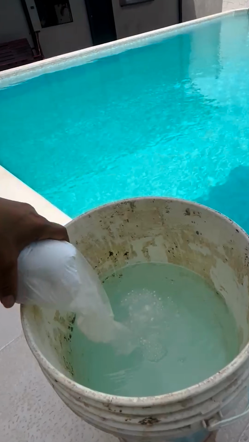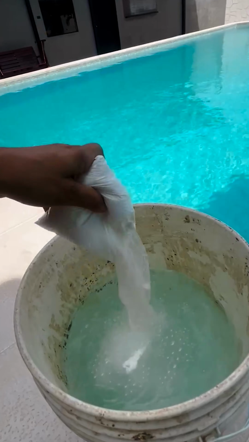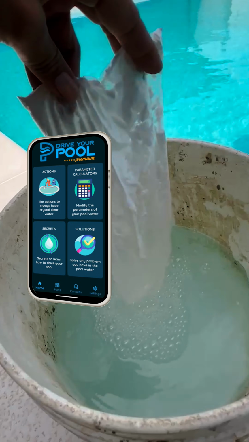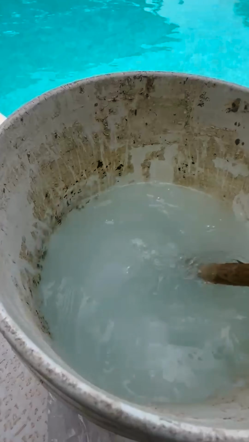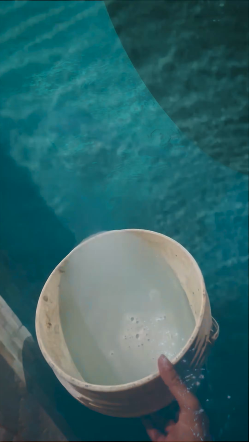So I calculate, and I add the baking soda to increase the pH. Obviously with the app Drive Your Pool. I take a first dose during the day, and at night, everything else is thrown in. Simply because at that time I didn't have as much baking soda as what is needed.